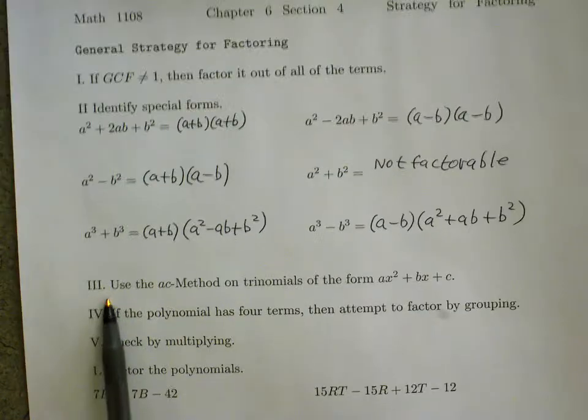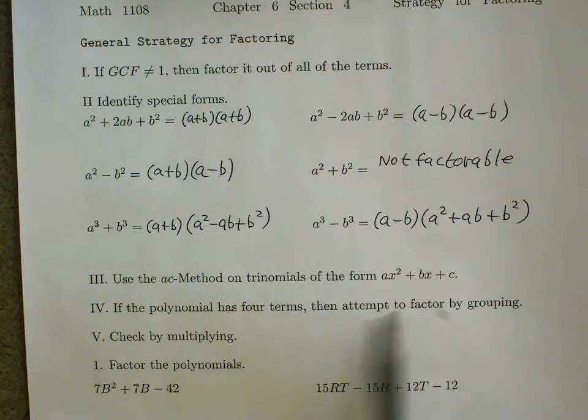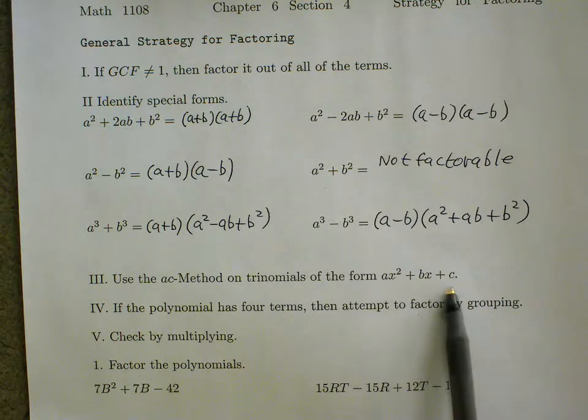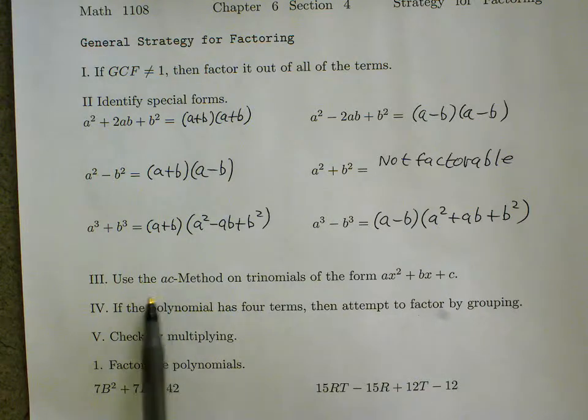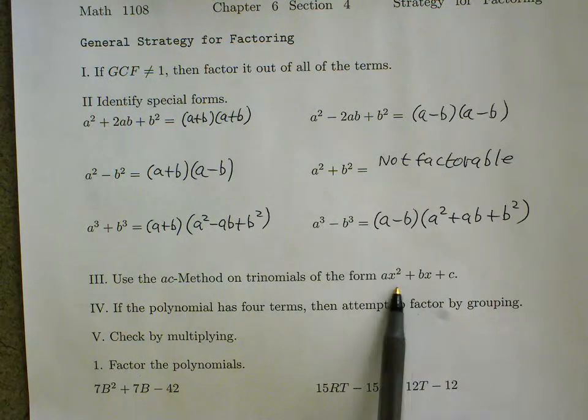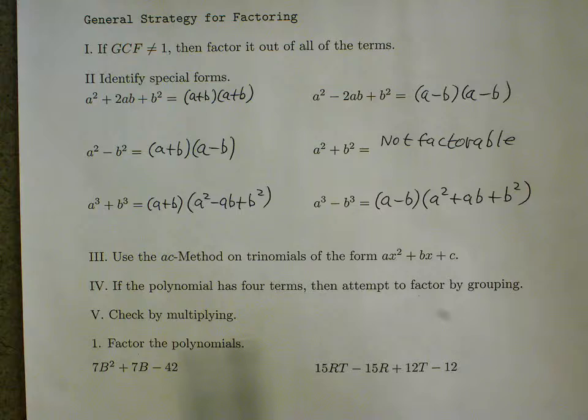Okay, the third step in this general strategy: if you have a trinomial of the form ax squared plus bx plus c, then try using the AC method to factor that. Then step 4, if the polynomial has 4 terms, then attempt to factor that by grouping. And then step 5, you can always check your factoring by multiplying.